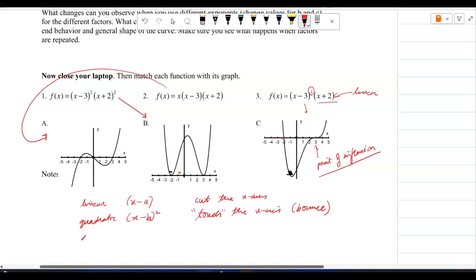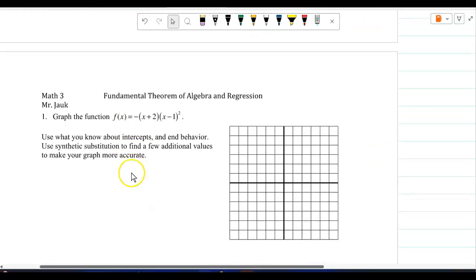And if it's a cubic factor, then what will happen? It will not bounce, it will go straight through. That's the point of inflection. It will flatten out and then go up. That's called a point of inflection. These are three main things that you should learn. They'll ask you to reverse graph this, so you have to learn this up.